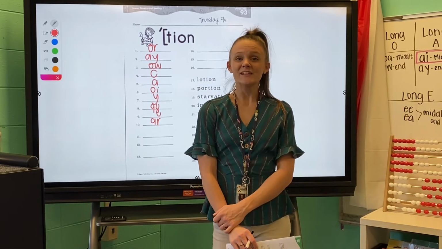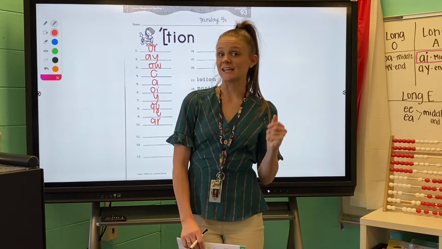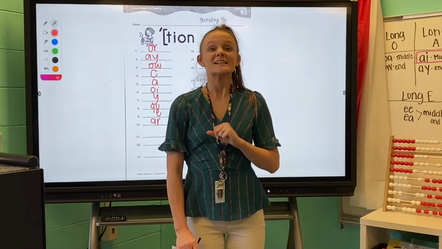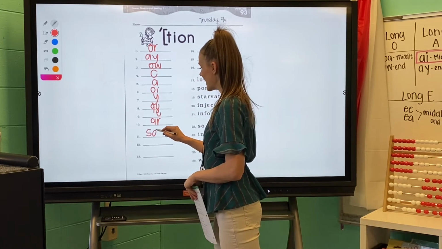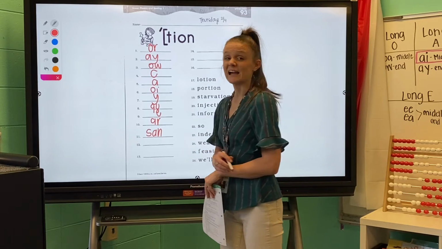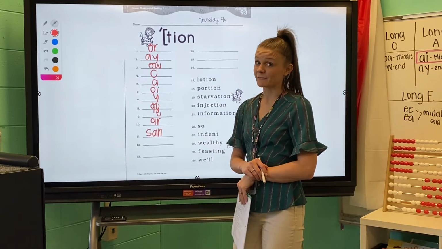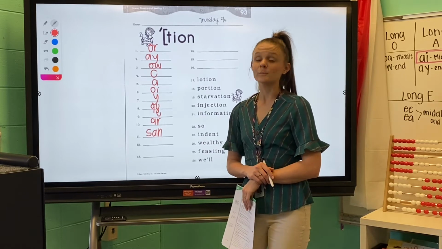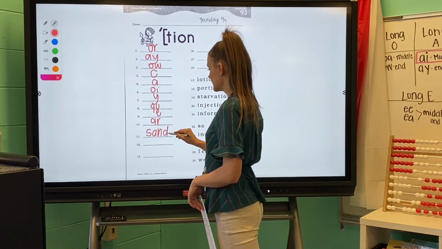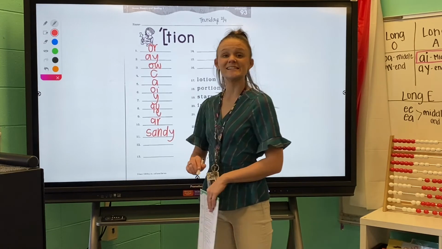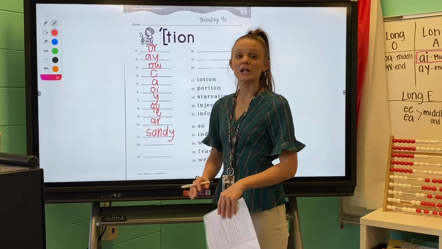For number 11, we're going to spell the word sandy. Sandy. This word can be broken into two parts. Sandy. So let's start by writing sand. And now I'm writing D. And I know that I'm using a Y for that long E sound because it's at the end of a word. Sand. E. Sandy.